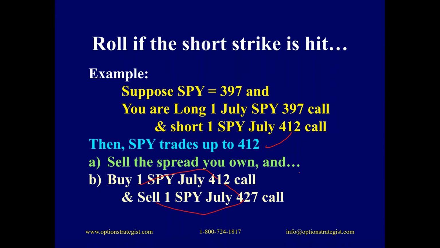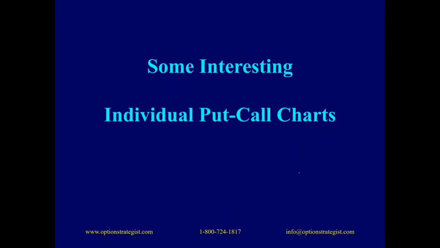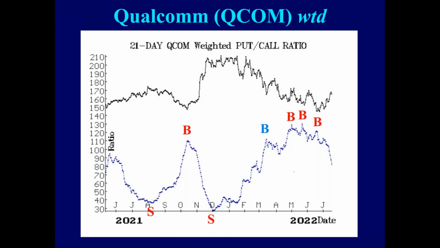And on puts, it's the same thing, except you roll down instead of up. So let's look at a couple of individual put call ratio charts while we're on this subject. One is Qualcomm. Again, a local maximum is a buy signal and a local minimum is a sell signal. So what I've done on these charts, red letters indicate success, blue letters indicate not success.